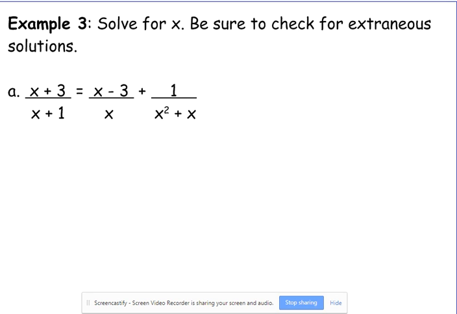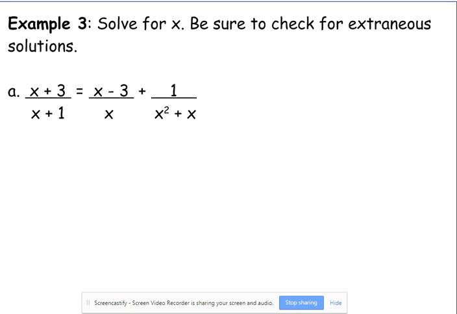All right. So let's look at example number 3 here. We are still solving for x, still having to check for extraneous solutions. We did run into one of those yesterday. When we plugged it back in, it made our denominator 0. We cannot divide by 0, so even though we got it as an answer, we had to throw it out.